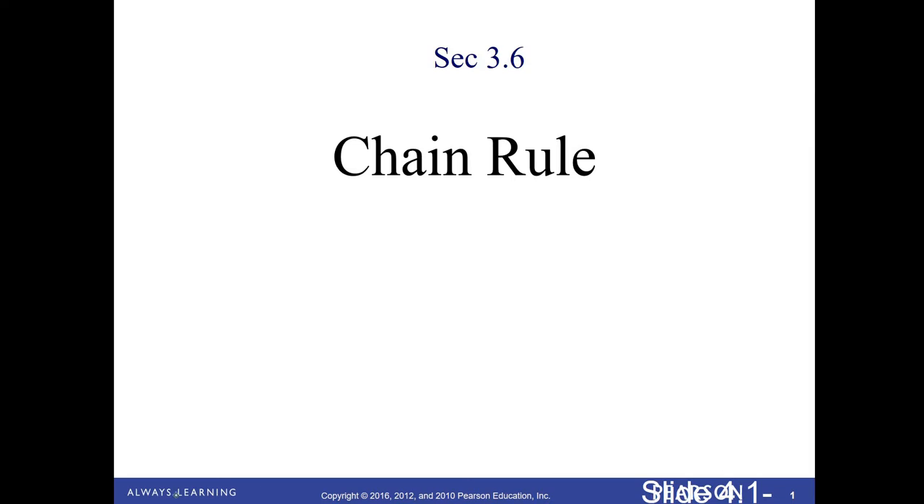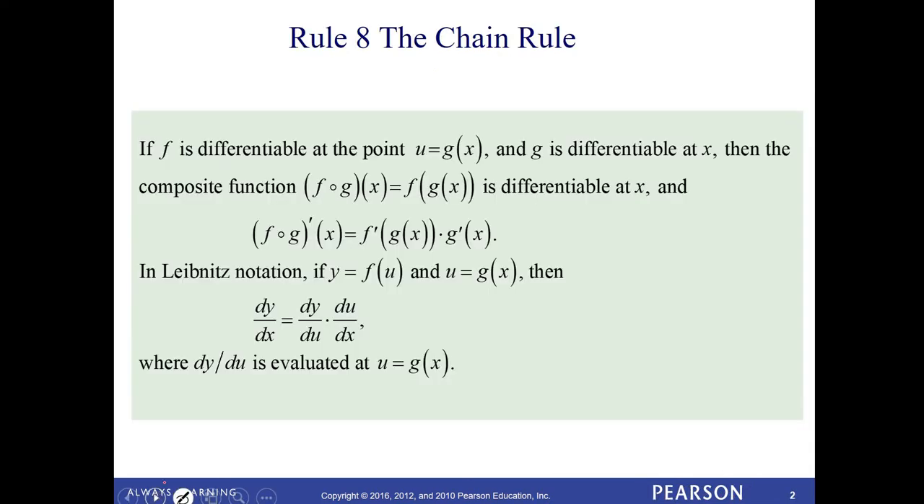Section 3.6 is the chain rule. So the chain rule says, if f is differentiable at the point u equals g of x, and if g is differentiable at x, then the composite function f of g of x, which is the same, just two different notations, I prefer this one, is differentiable at x, and the derivative of the composite function is f prime, leaving g of x alone, times the derivative of g of x.